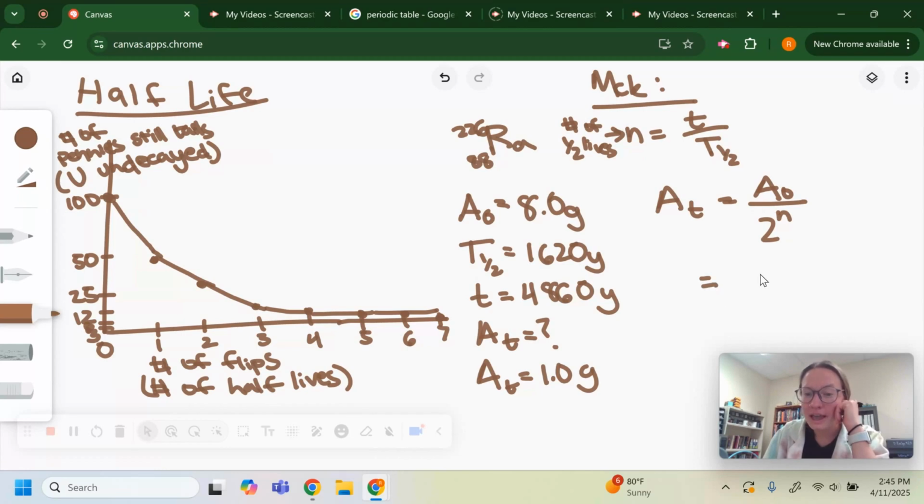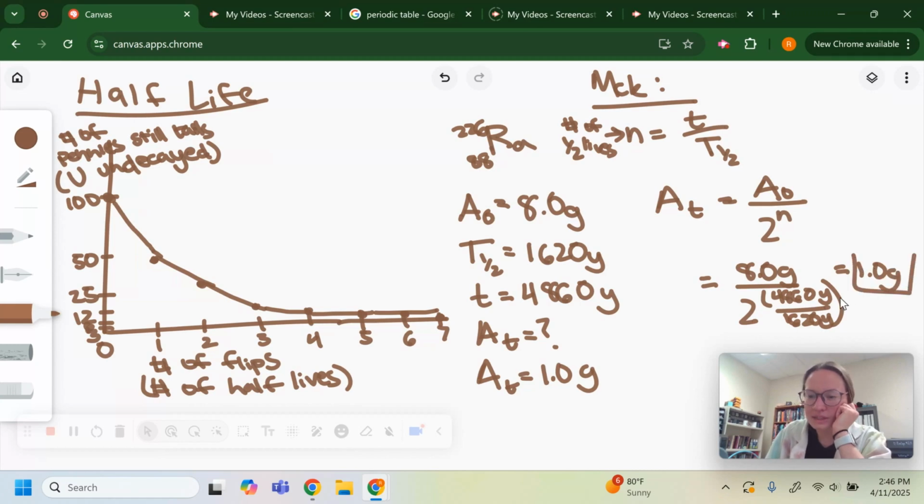You took 8 grams, and you said, I'm going to divide that by 2 for as many half-lives as there are. And to find the number of half-lives, you did 4,860 years divided by 1,620 years. When you did this in your head, you said that is equal to 3. So then you had 8 divided by 2 to the 3rd, that's 8 divided by 8. You got 1 gram. That is the McKellips way to do this problem.